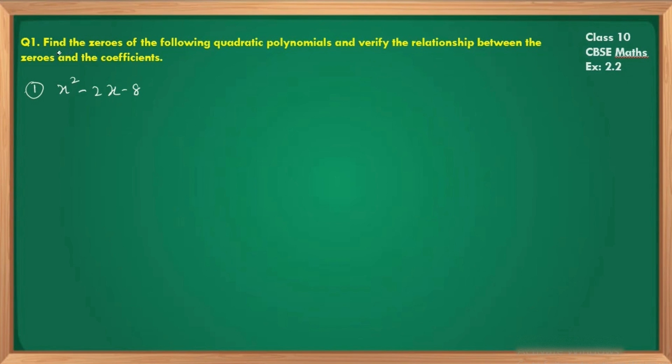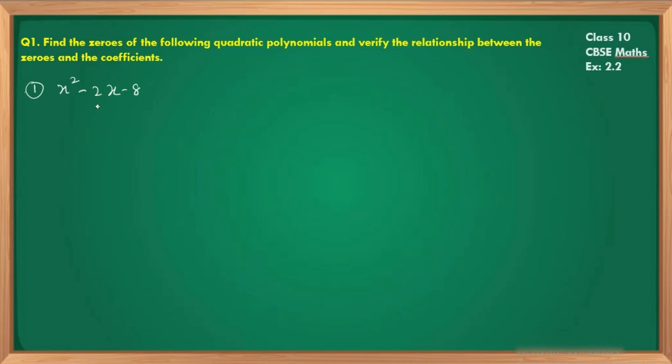Question number 1 says find the zeros of the following quadratic polynomials and verify the relationship between the zeros and the coefficients. Now we have 6 sub questions in this question number 1. The first question is x squared minus 2x minus 8. First we have to find out the zeros of this quadratic equation. Let us do that first.